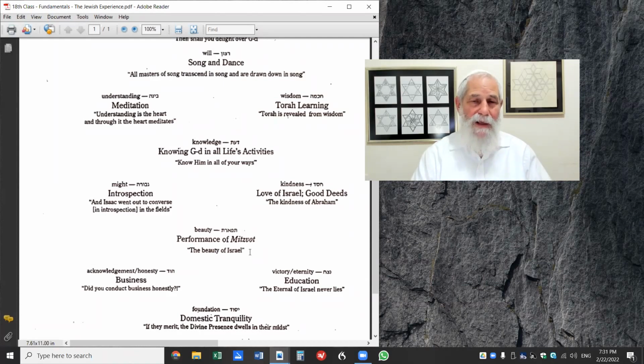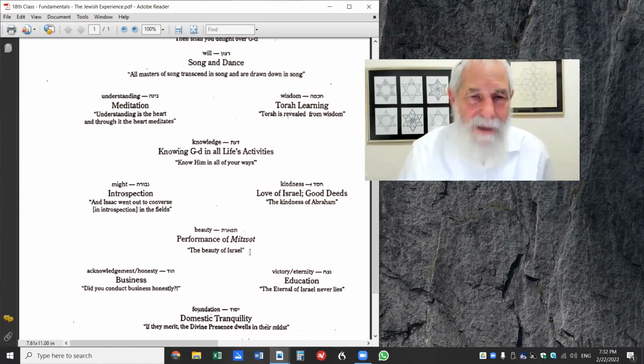That's why if we buy a special cup to make kiddush for on Shabbat, we buy a special challah cover. We have special table covers for Shabbat. We try to have the most beautiful Chanukiah at Hanukkah time. We try to buy the most beautiful Arba Minim, the 4 species for Sukkot. So here, Tiferet is beauty.